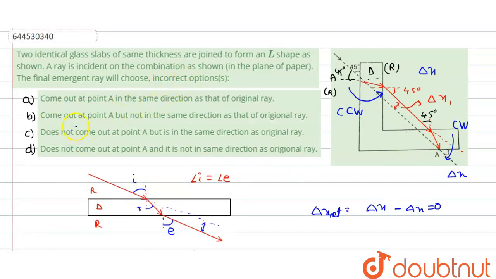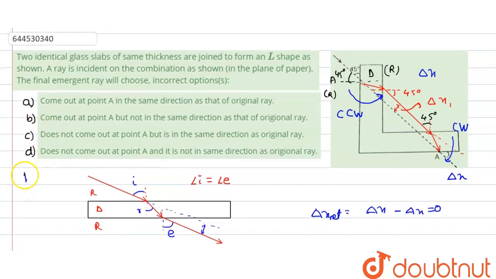But we need to find the incorrect ones. The option saying it comes out at A but not in the same direction as the original ray is wrong, because it does come out in the same direction. The option saying it does not come out of point A is also wrong, because it does come out at A. So option C is also incorrect, and the other option that says it does not come out from A is also wrong. The incorrect options we need to find are B, C, and D. Hope you understood the solution.